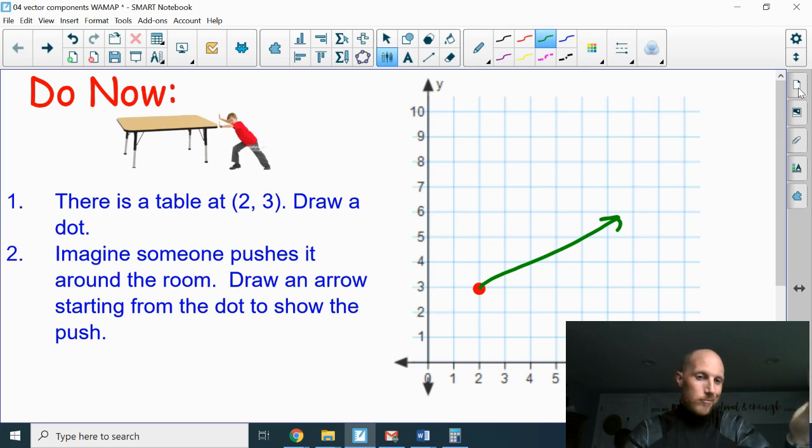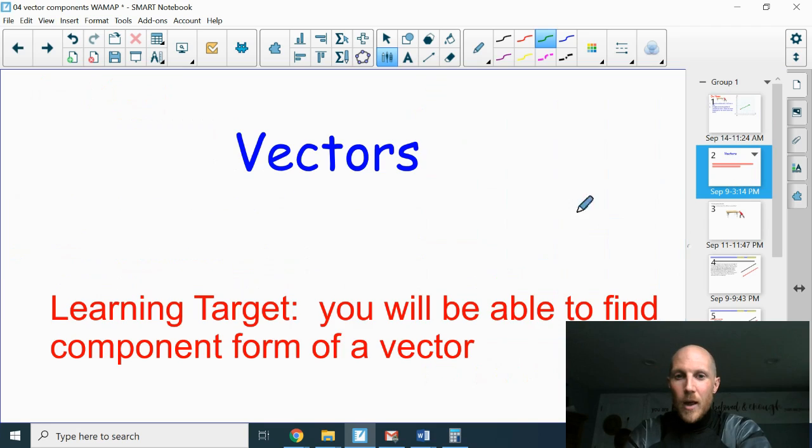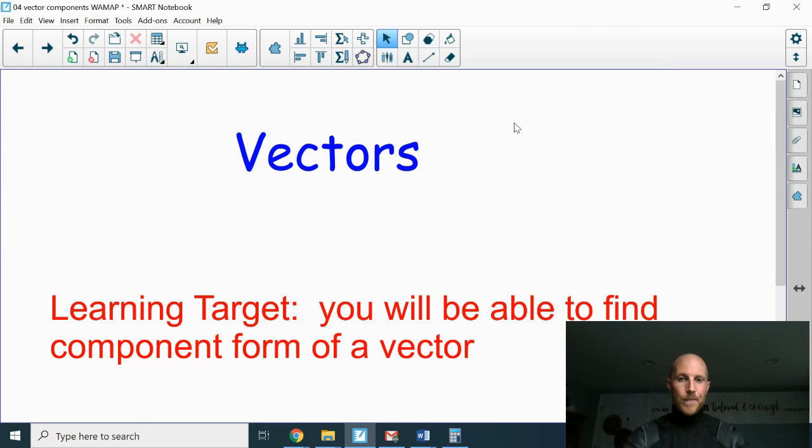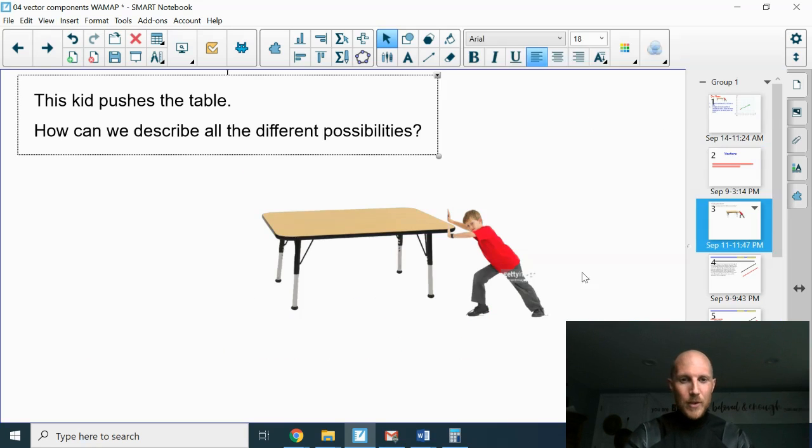Cool. Good job. Well, today we're going to look at vectors, and the learning target is that you will be able to find the component form of a vector, because we probably don't know what any of that stuff means. What's a vector? What's component form mean? So how will we know when we got there?